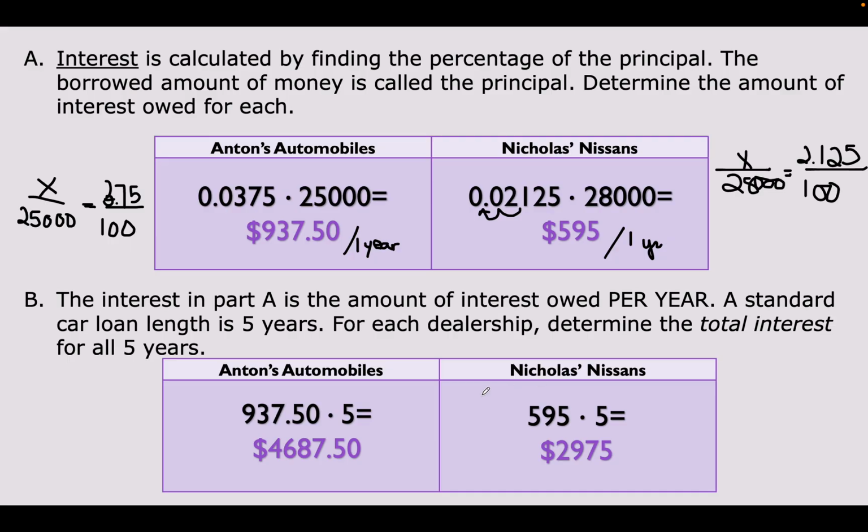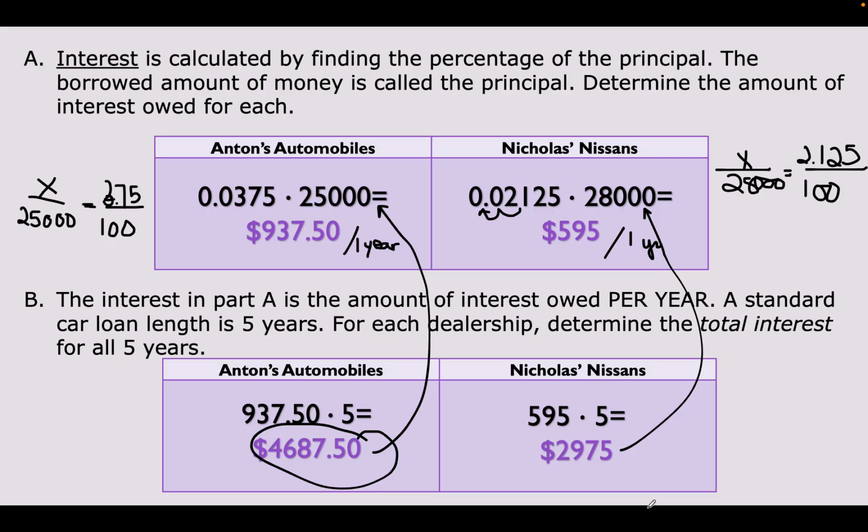This is the additional amount of money that you owe the bank back in addition to the original price of the car. So remember, for Anton, that was $25,000, and for Nicholas, that was $28,000. So obviously we knew the percentage for Anton was higher, so it's not surprising that this amount for 5 years is higher. But we still can't quite tell which one is the better deal because we only know which one has more interest, but we already knew that.